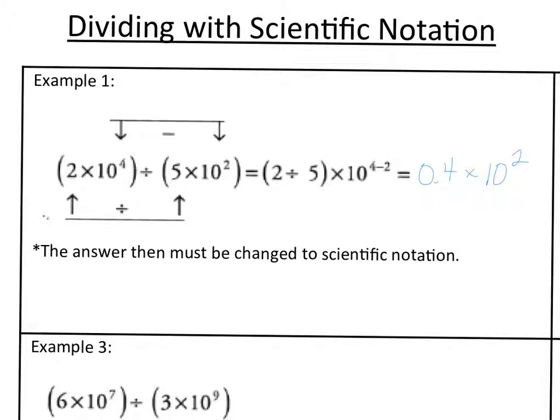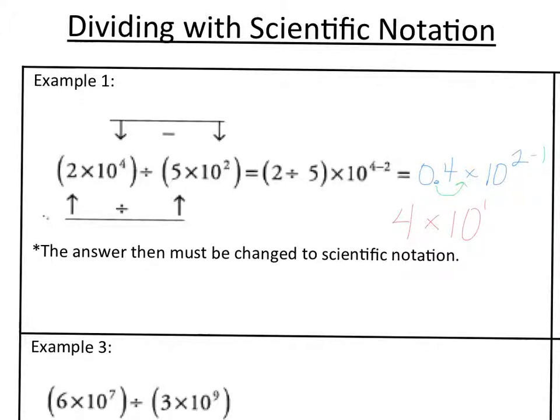That is not scientific notation, and again, I gave you that little note about that. So we have to make it scientific notation. We move it 1 to the right, meaning we're going to subtract 1 because we moved to the right, giving us 4 times 10 to the 1st.